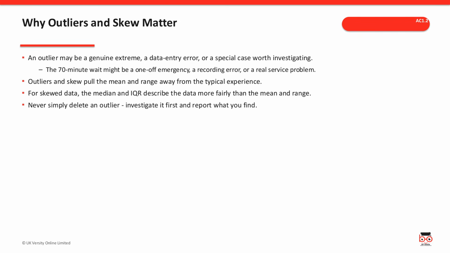It matters because an outlier might be a genuine extreme, a typing error, or a special case worth a closer look. That 70-minute wait could be a one-off emergency, a misrecorded figure, or a real sign of a struggling service. Outliers and skew both tug the mean and range away from the typical experience. So for skewed data, the median and interquartile range describe things more fairly. And the golden rule: never just delete an outlier. Investigate it first and report what you find.